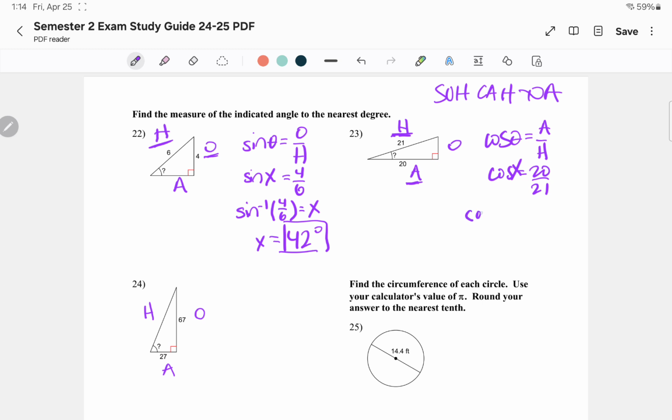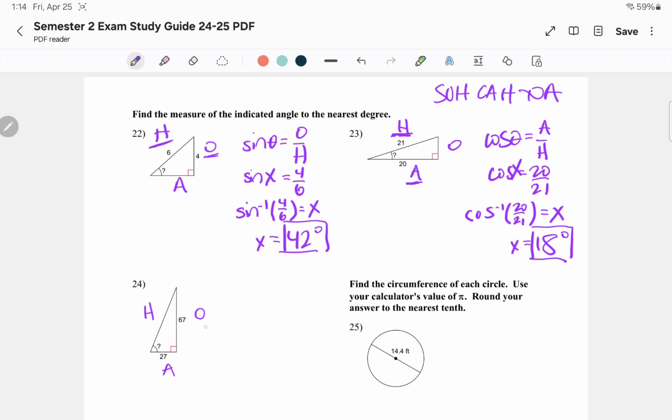And then to get the x by itself, I do inverse cosine. So flip the 20 over 21 to this side, and the x goes on the other side. So I put this part in my calculator. Inverse cosine, 20 divided by 21, hit equals, and I get 17.7. That's going to round to 18 degrees.